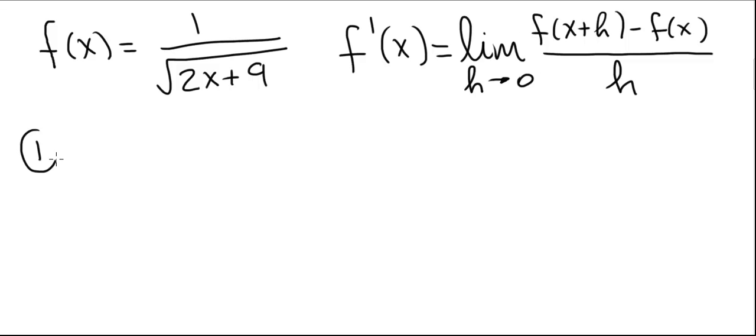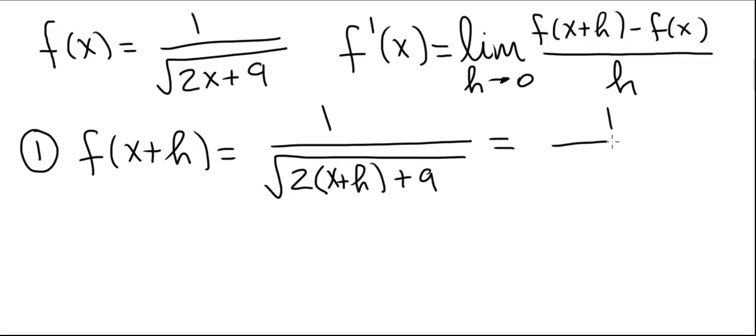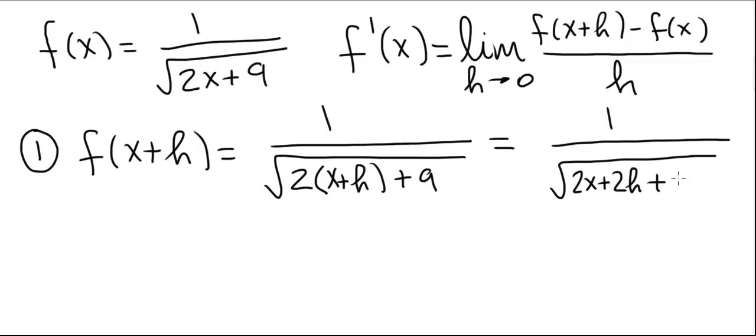The first step is to write f of x plus h and simplify it as much as possible. In this case, this becomes 1 divided by the square root of 2 times, and instead of x, we'll put in parentheses x plus h, plus 9. The only thing we can do to simplify this is to express it as 1 divided by the square root of 2x plus 2h plus 9. That's all we can do in step 1.